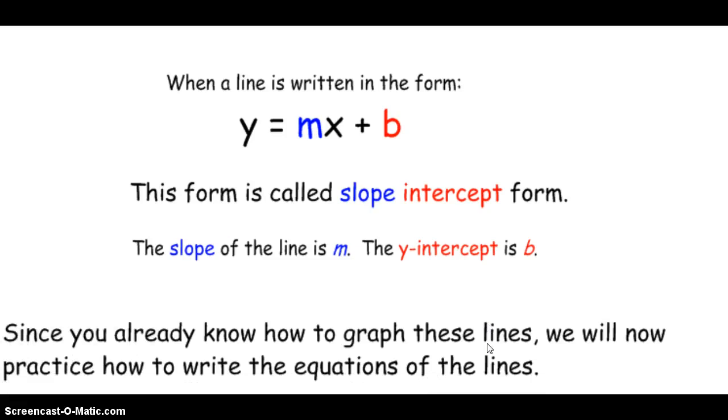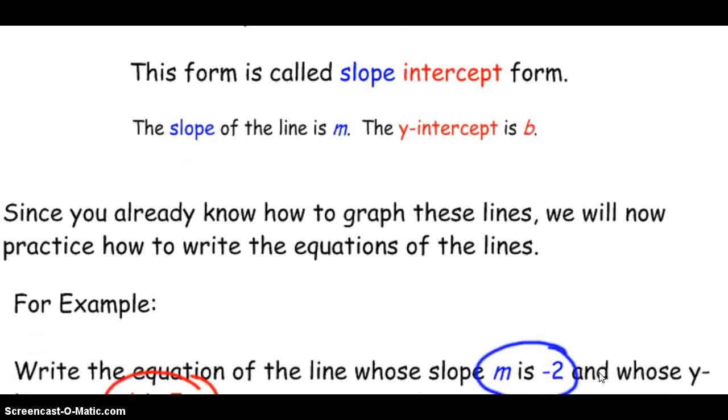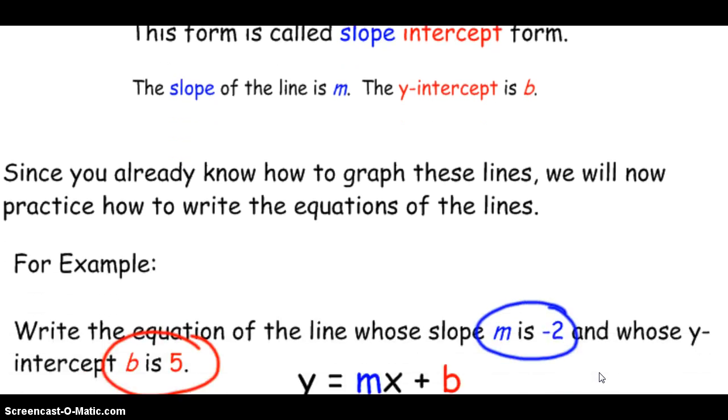Since you already know how to graph these lines from Chapter 4, we'll now practice how to write the equation of a line. Now I know you don't like writing, but I promise you this is the easy section of Chapter 5. For example, if you were asked to write the equation of a line whose slope, remember m for mountain slope, is -2 and whose y-intercept is +5, you'd have the equation y equals mx plus b, the slope-intercept form, and simply do what?